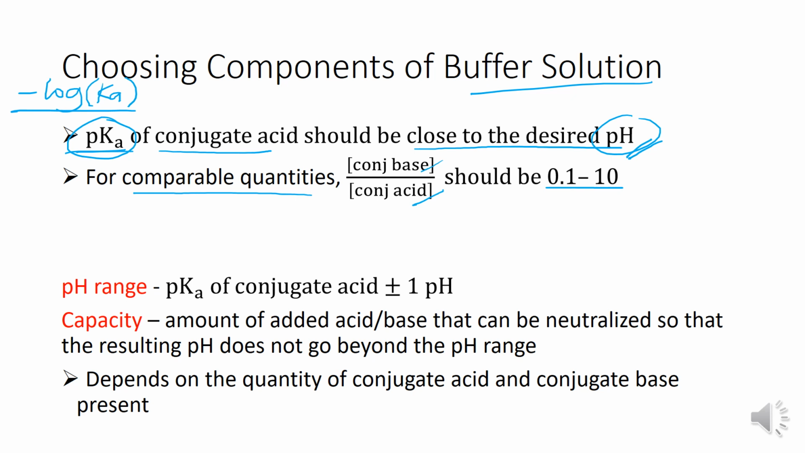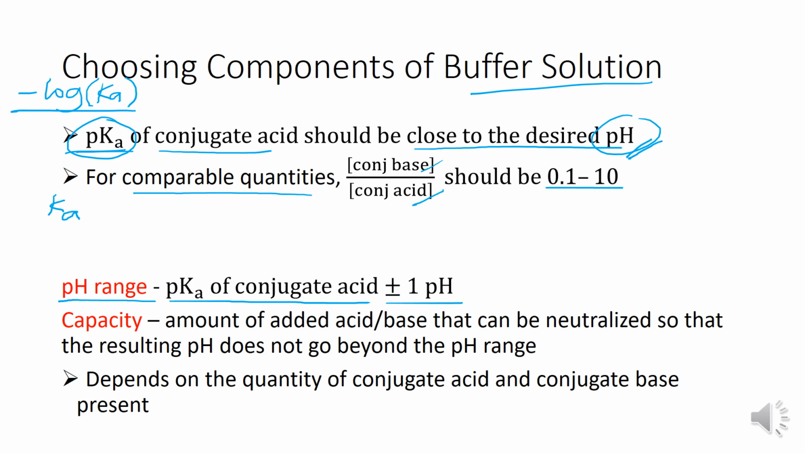Now, one of the properties of a buffer solution is the pH range. So this is the range of pH that the buffer solution can maintain when a limited amount of an acid or a base is added. The pH range is defined as the pKa of the conjugate acid plus or minus 1 unit of pH.